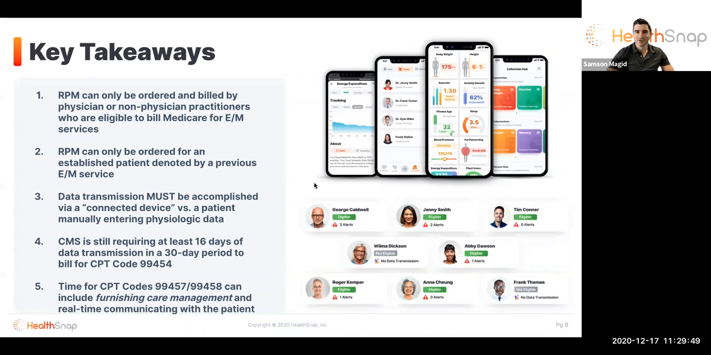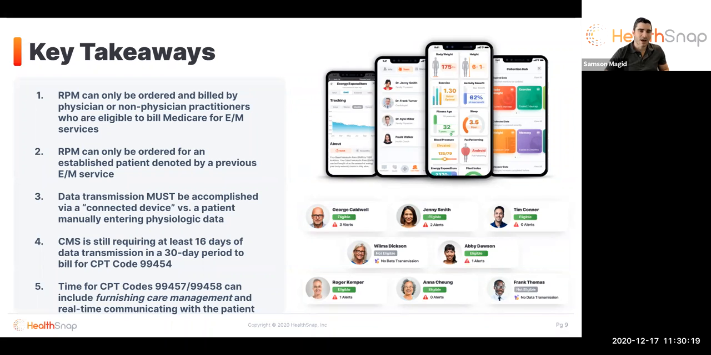Great. Well, I think we got through most of the questions there. I'll wrap up with just some key takeaways, and then we'll end up with any additional questions that might drop through. Main takeaways again, guys, from the 2021 regulations: RPM can only be ordered and billed by physician or non-physician practitioners who are eligible to bill Medicare for E&M services. So again, MD, DO, NP, PA. RPM can only be ordered for an established patient, which is denoted by a previous E&M service.